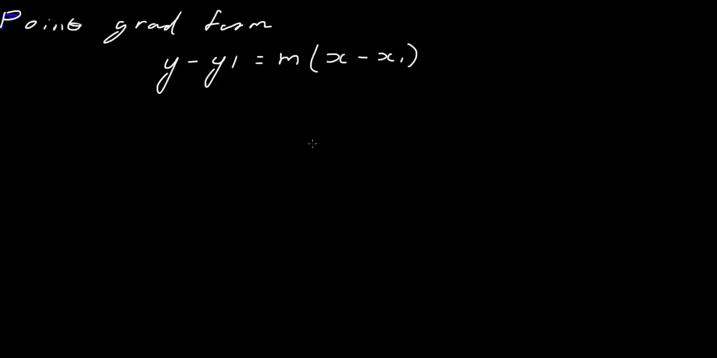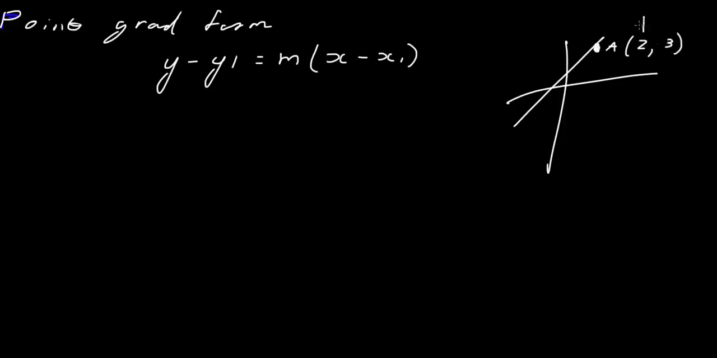So basically here you select a point on your line. So here is a straight line and you've got point A, which is (2, 3). Okay, you use that ordered pair where this value is x1 and this value is y1. So we've got y minus 3 in this example equals m into x minus 2.